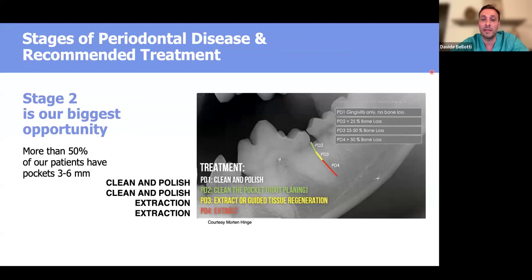So that's what happens, I think, in most general practices. We have clean and polish for stage 1, clean and polish for stage 2, and the root planing that we'll see later is a different thing than clean and polish. It's not done properly. And if we have a deeper pocket, we just go for extraction. But as we said, more than 50% of our patients have those pockets. So we have a lot of patients that have stage 2 periodontal disease, and in this stage, we can still do a lot to try to save those teeth.